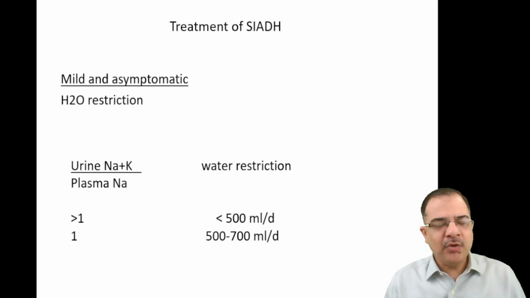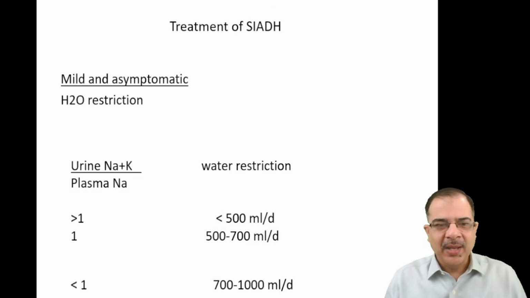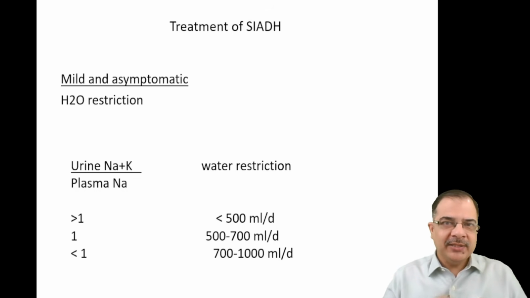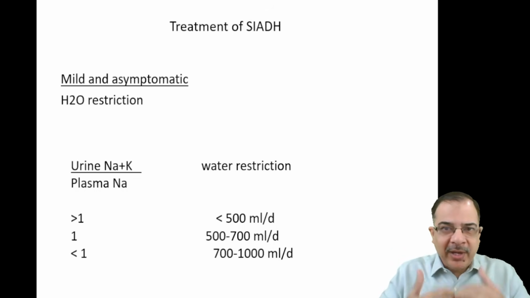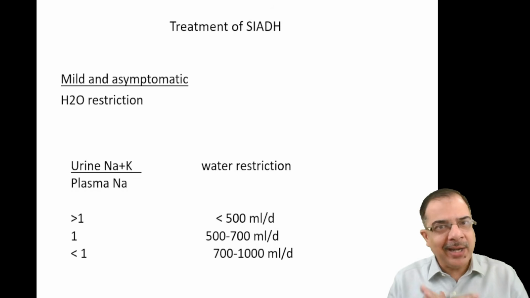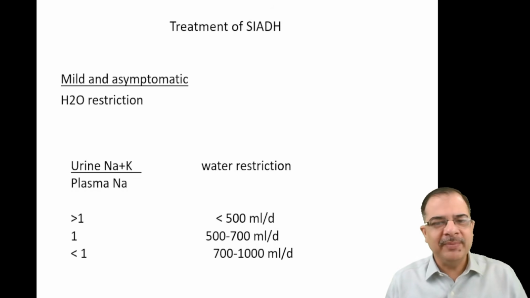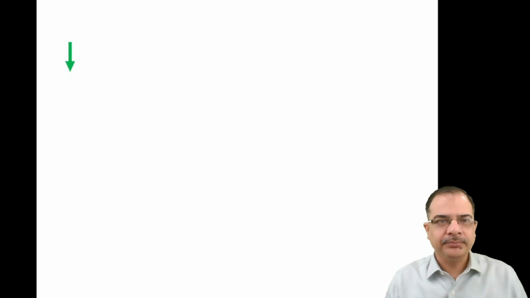If this ratio is around 1, then water restriction in a day should be 500 to 700 ml. And if this ratio is less, that means electrolyte-free water excretion from the urine is adequate and happening more. So in that condition, the water restriction will be 700 to 1000 ml per day. So this is the restriction formula for SIADH.